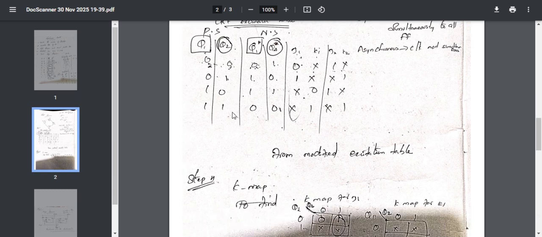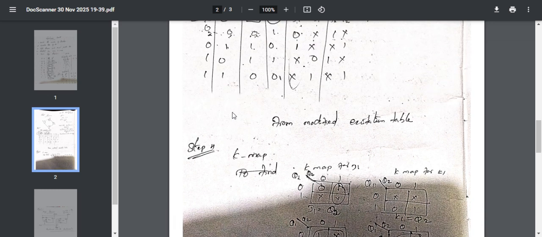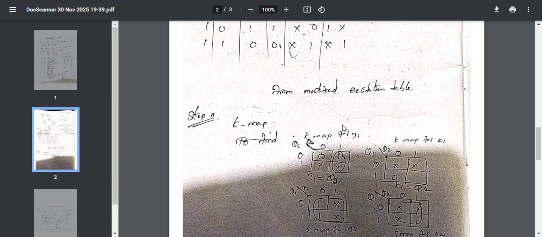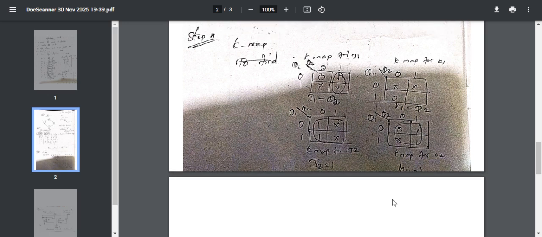Once you get the circuit excitation table, you need to find the K map of this. So K map of what? We have 4 outputs: J1, K1, J2, K2. You need to find the K map of J1, K1, J2, K2. I hope you all know how to do a K map, because the first topic of digital electronics is K map, right? After simplification of the K map, we got the equations J1 equal to Q2, K1 equal to Q2, J2 equal to 1, K2 equal to 1.